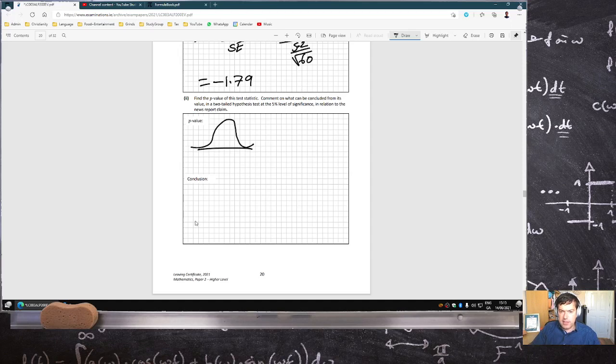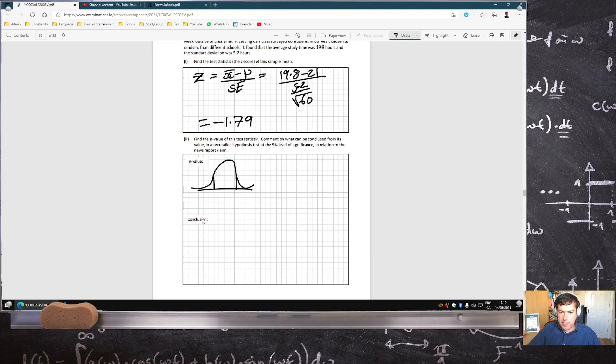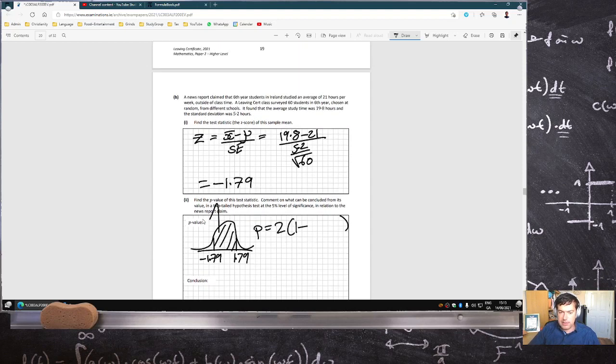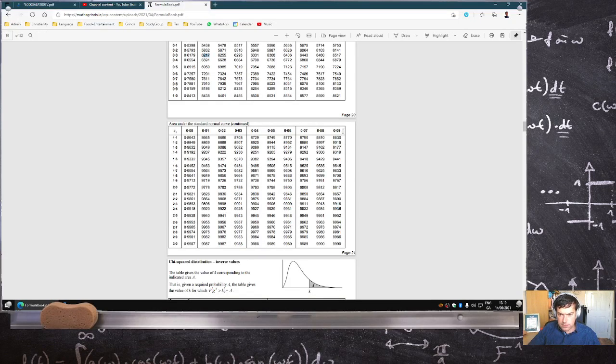So the p-value is the area in the tails. It'll be a little bit easier to look up the positive value and then to double it. So it'd be twice 1 minus this area to the left of 1.79. So 1.79 is 0.9633.